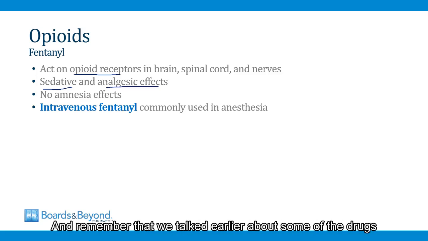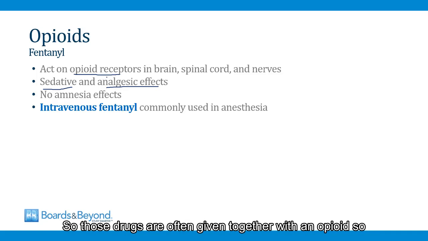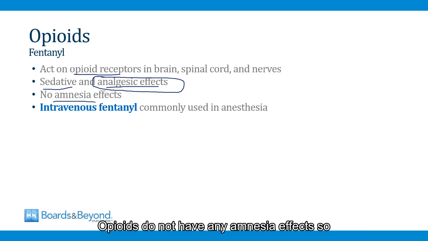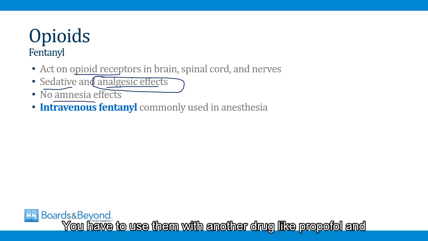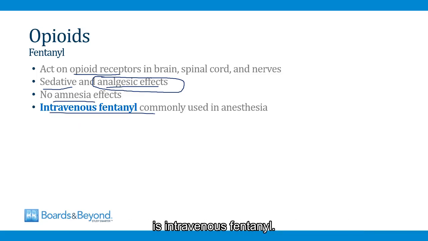And remember that we talked earlier about how some of the drugs used in anesthesia like propofol have no analgesic effects, so those drugs are often given together with an opioid so that the opioid can provide analgesia. Opioids do not have any amnesia effects, so they can't be used alone for anesthesia. You have to use them with another drug like propofol. And the opioid that's commonly used as part of anesthesia is intravenous fentanyl.